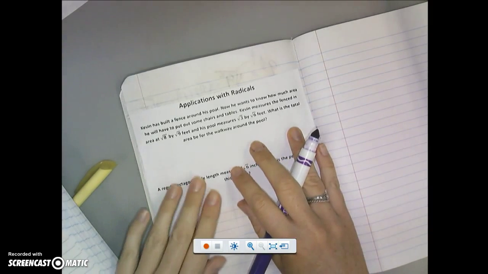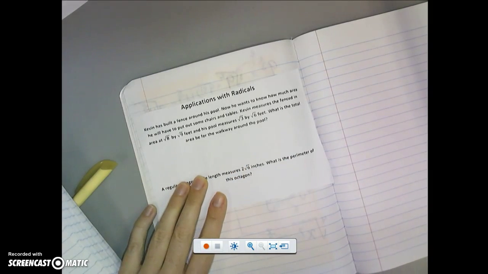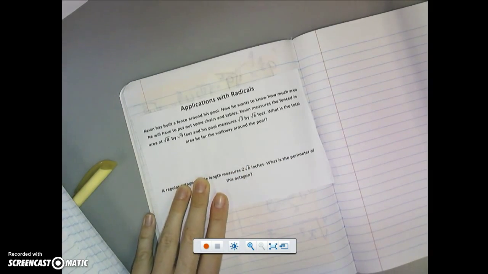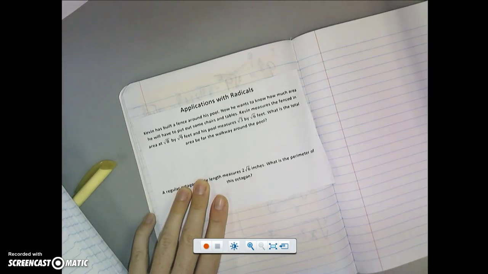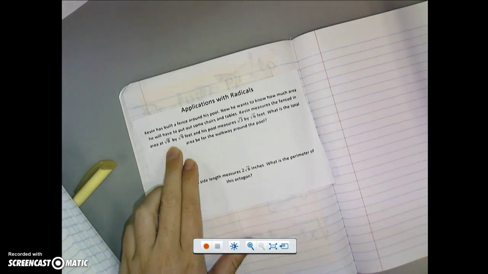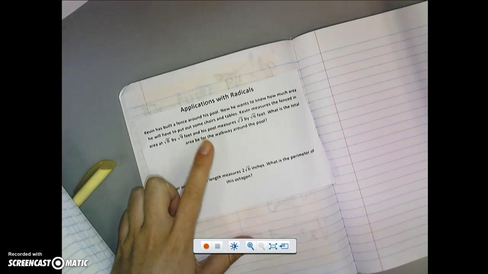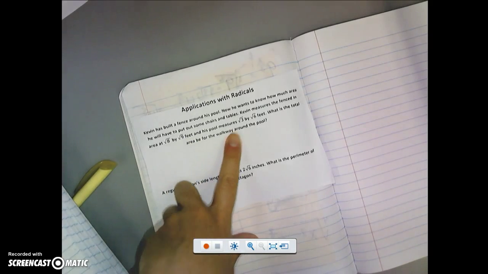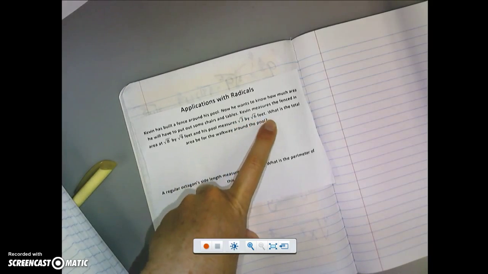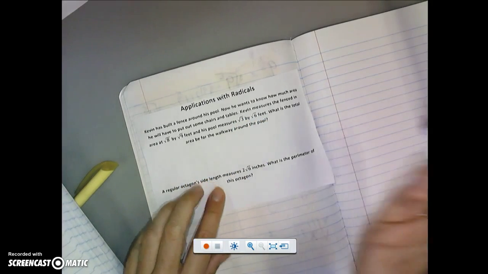Kevin has built a fence around his pool. Now he wants to know how much area he will have to put out some chairs and tables. Kevin measures the fence in area at square root 8 by square root of 9 feet, and his pool measures square root of 3 by the square root of 6. What is the total area of the walkway around the pool?